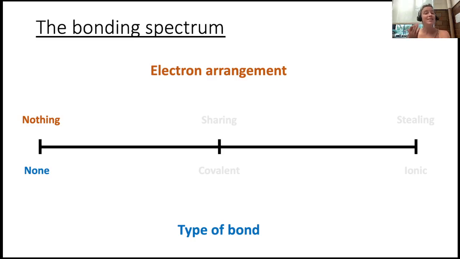There are different types of bonding. Of course, there can be no bonding, right? So no bonding exists when there is no electron sharing at all.